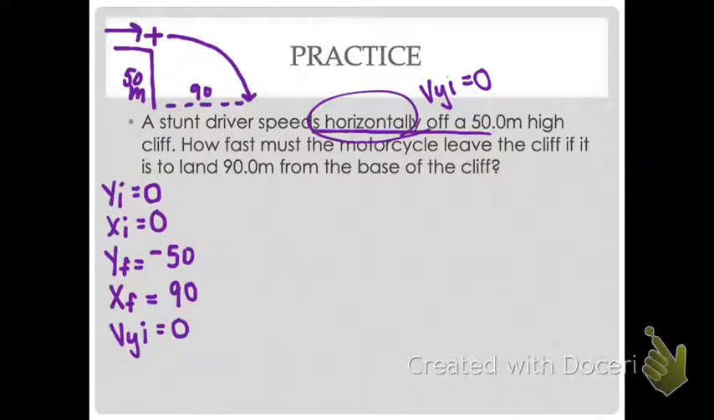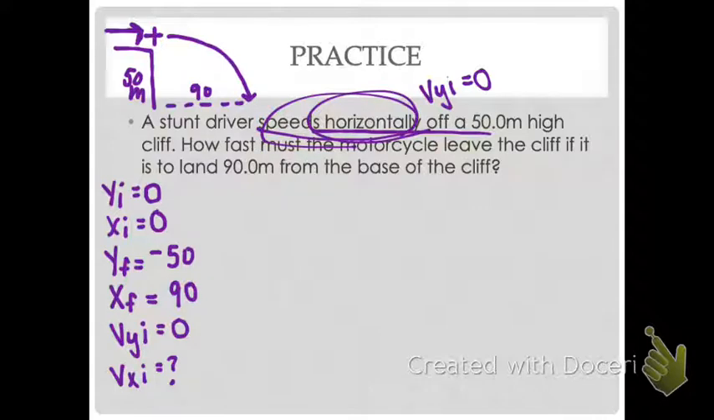Okay, so we've identified all the variables that we could know from our problem, and now we need to identify what we are solving for. Tell me the variable that we're solving for. Velocity. Which velocity? Horizontal velocity or vertical velocity? How fast must he leave the cliff? So what speed does he have to be driving when he leaves the cliff? So we're solving for VXI. Wait, so how do you know you're solving for horizontal? Because we know when he leaves the cliff, he's only moving horizontally. So that tells us we're looking for horizontal velocity. It asks for how fast, so we know velocity. When he's leaving the cliff, we know he's only driving horizontally because it says he speeds horizontally. Okay? You have to be able to identify that. It'll be tricky for a little bit, but we'll get there.